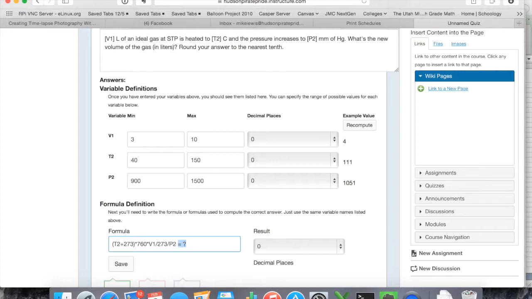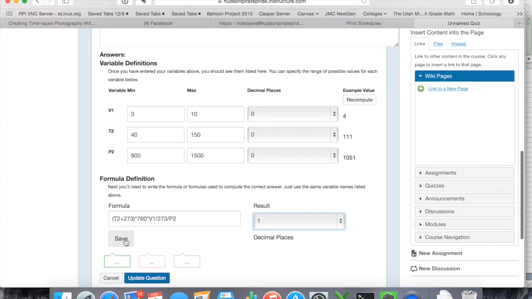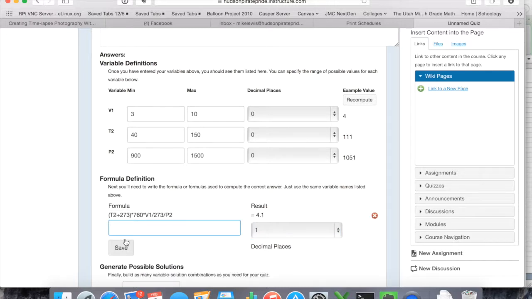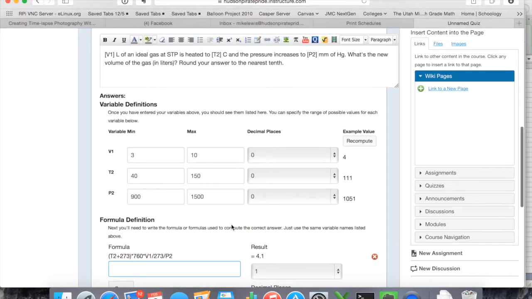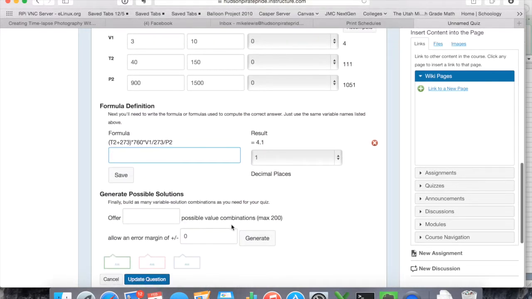I don't actually need that in the answer there, so I can just take it out. And because in the instructions I said round to the nearest tenth, we'll put that there, and we'll save it. And it says 4.1 is one possible answer. Well, that seems reasonable to me. Okay.